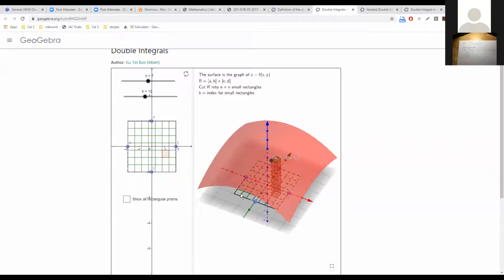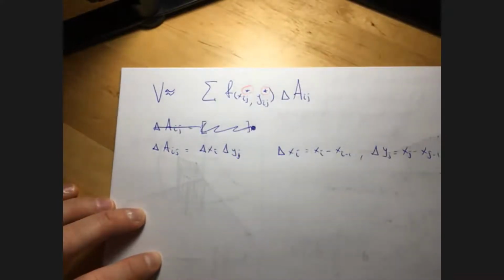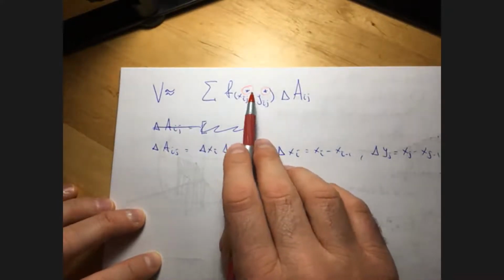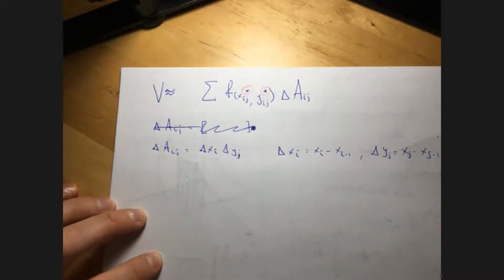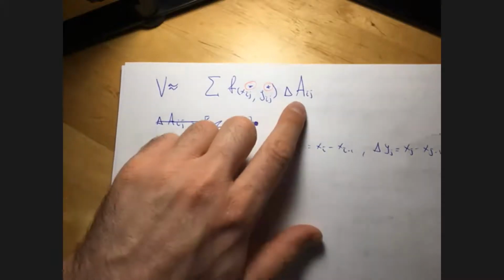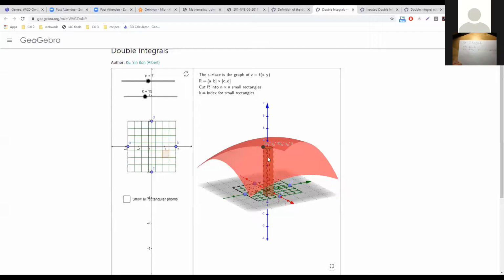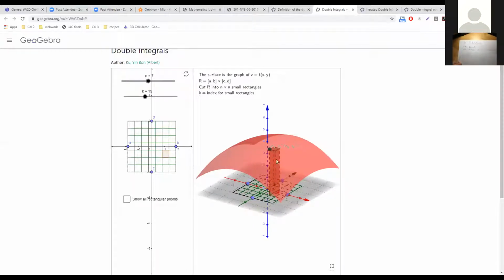Now, as I said, choose any point xij, yij in each particular rectangle. Because we have to agree on what point we are going to take in each box, we put this star. Then what do you have? You have the height of each box times the area of each box. This gives you the volume of each box.